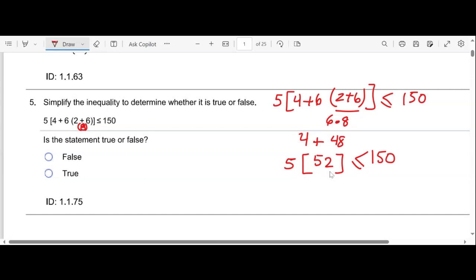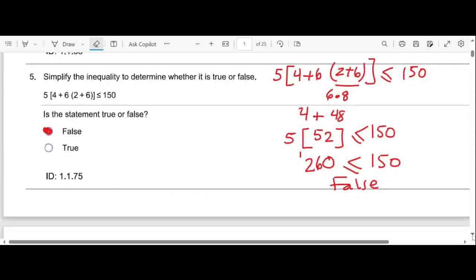5 times 2, 10. 5 times 5, 25, plus 1. Is this true or false? False. So this is your answer. Okay. Next question.